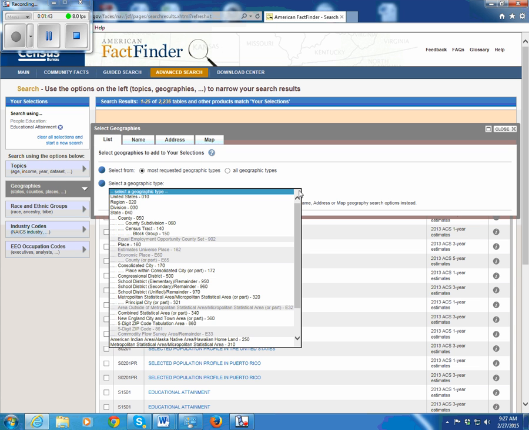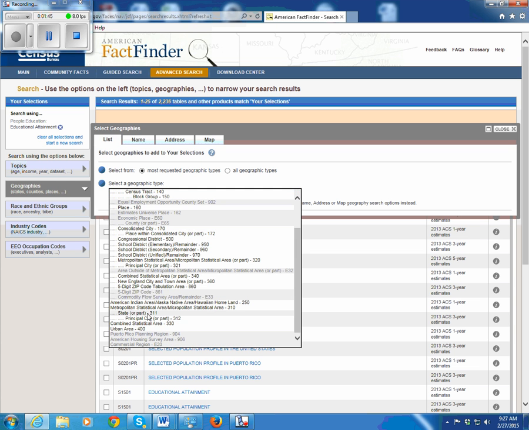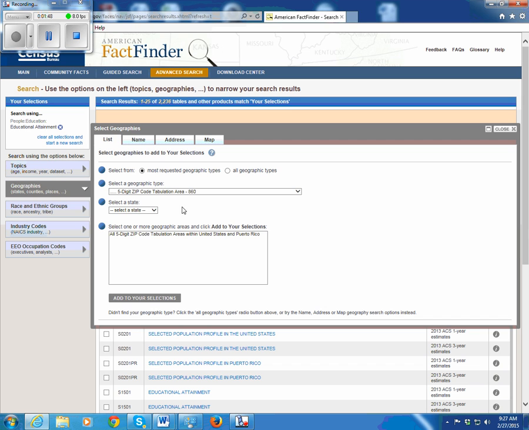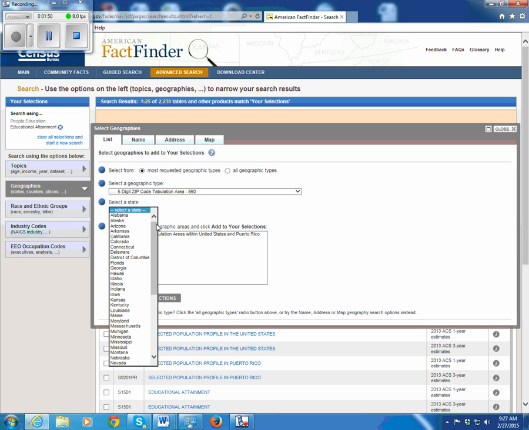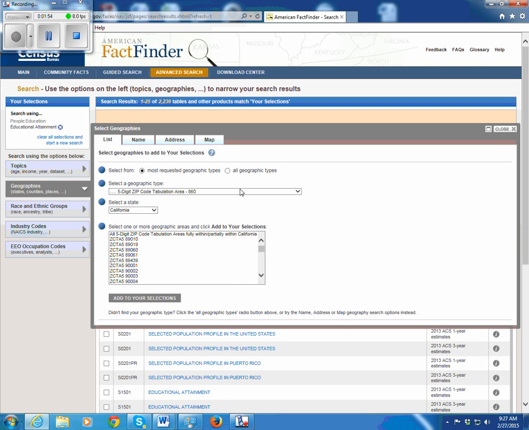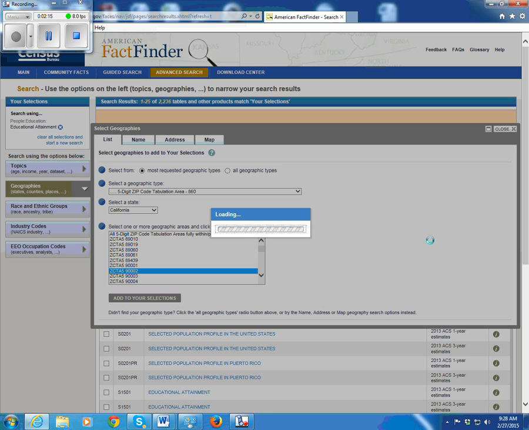And I'm going to use zip codes for my search, 5-digit zip codes. And so what I'm going to do is use these zip codes, and I'm going to select a state, and I'm going to go back to a state I'm familiar with, California. And I'm going to select a couple of zip codes. I'm going to select 90002, which is an area in the inner city of Los Angeles where people are living generally at the poverty level and below. And I'm going to put that as one of my selections.